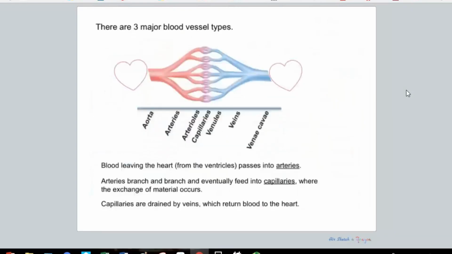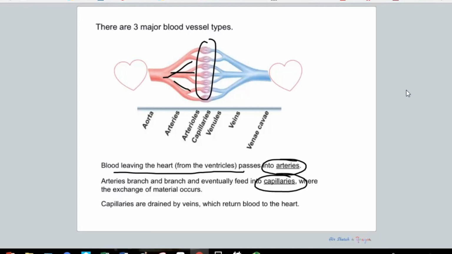Okay, so there's three major blood vessel types. Blood leaving the heart passes into arteries. So arteries are one type of blood vessel. Then these arteries branch and branch and branch, and they eventually feed into capillaries where the exchange of materials occurs. So capillaries are the second type of blood vessel. And then these capillaries are drained by veins, which return blood to the heart. So veins are the third type of vessel.